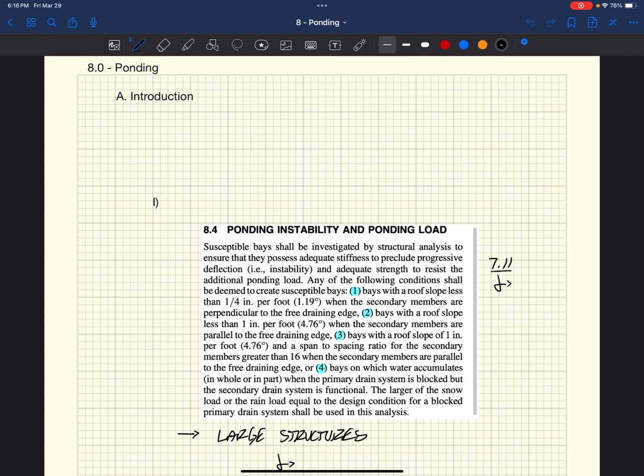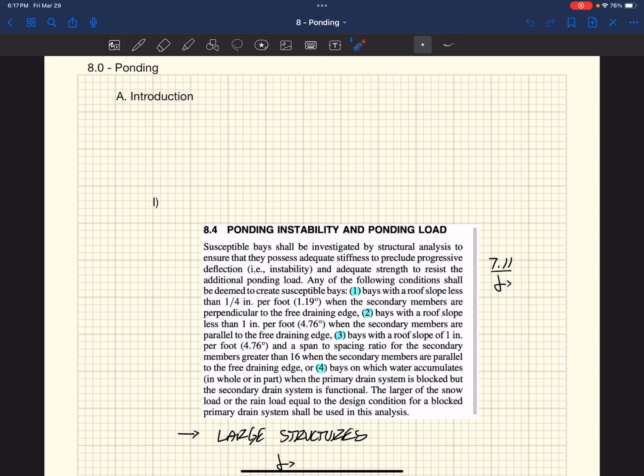It says susceptible bays. So ponding instability and ponding load. So we're looking at this right here. This is 8.4 out of ASCE 7. They tell us that susceptible bays shall be investigated by structural analysis to ensure that they possess adequate stiffness to preclude progressive deflection, essentially instability, right? P delta effects, and adequate strength to resist the additional ponding load.